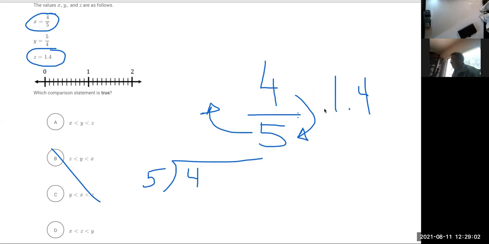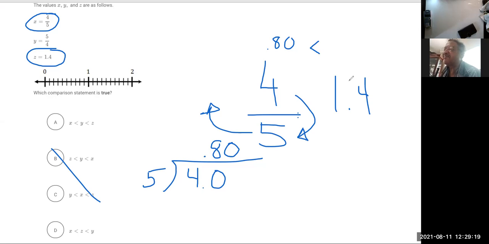And since it's too small, we got to add a dot and a 0. We put a dot up here. 5 goes into 40 8 times. So 5/4 is 80 cents. 80 cents is less than $1.40. So, and remember, this is X and this is Z. Z is the biggest. So Z should come in last. This is 4/5, is the X. Y is the 5/4.